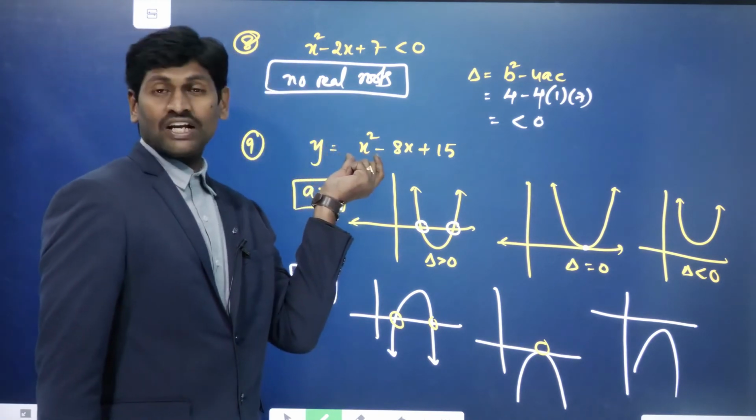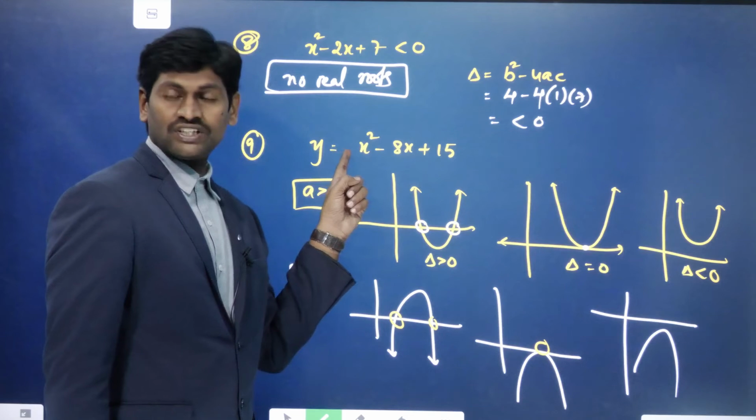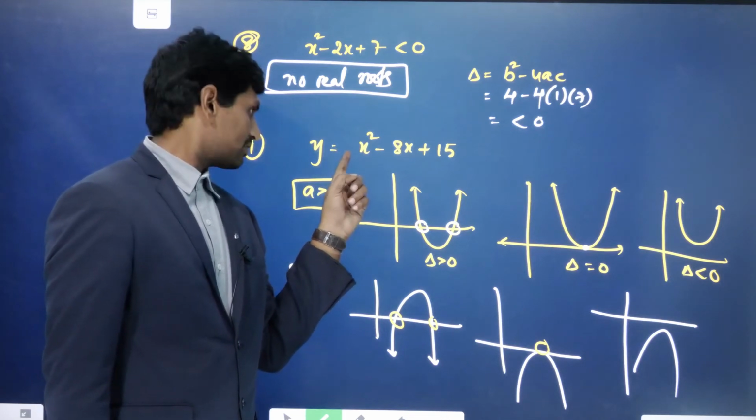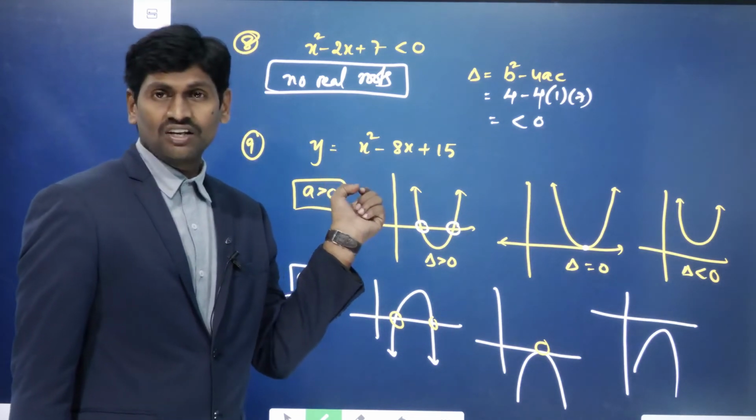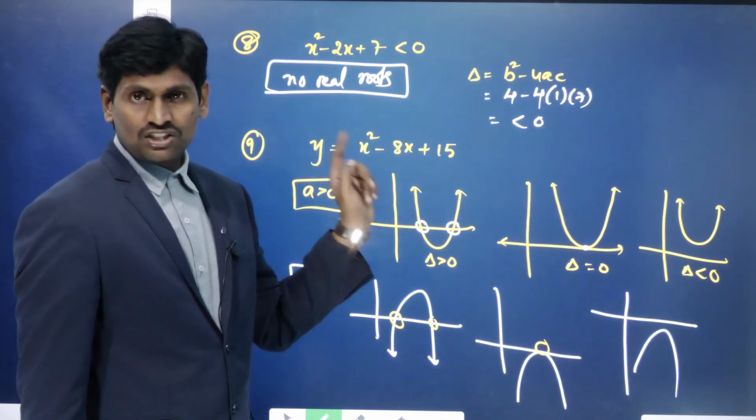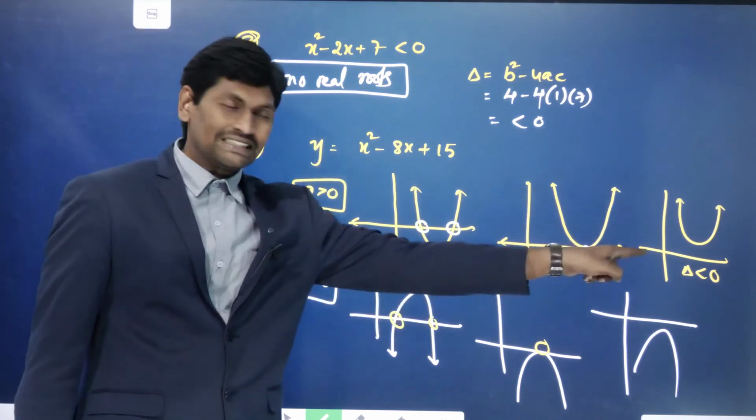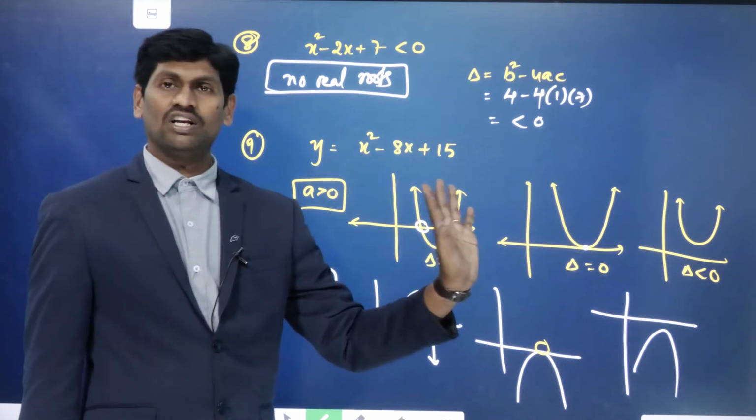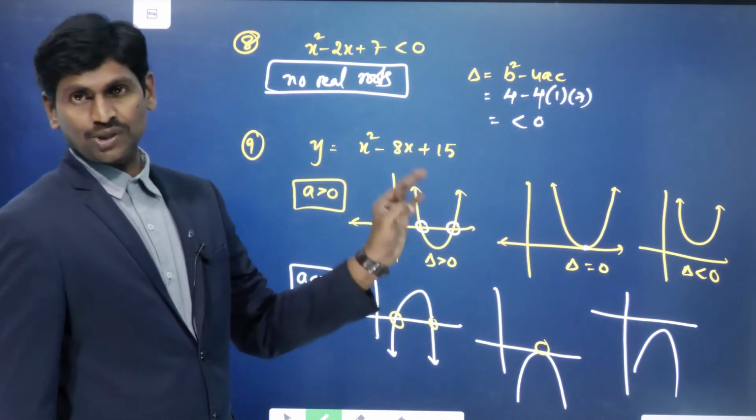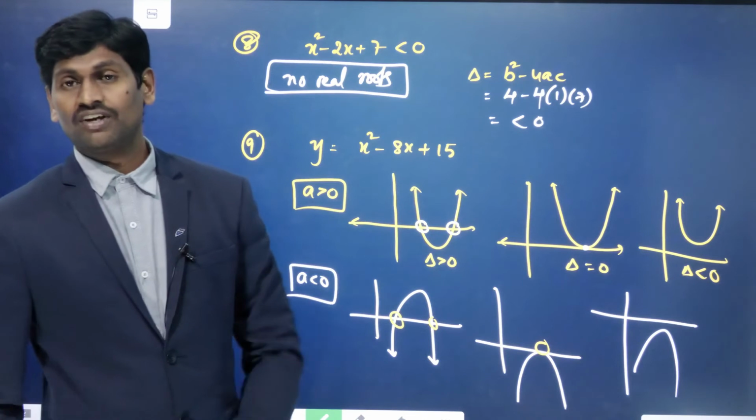Now check here. We know a value greater than 0. See, x square coefficient value here is 1, before x square there is no other number. So it is greater than 0. That means any one of the first 3 graphs will come. But to find exactly which graph, we need to check the discriminant value, delta value.